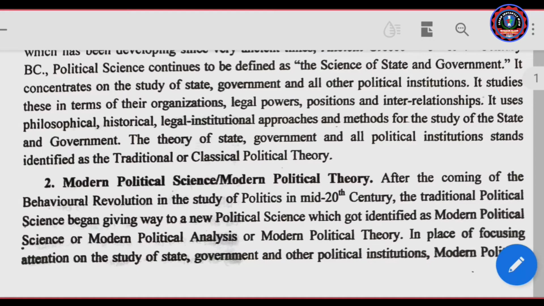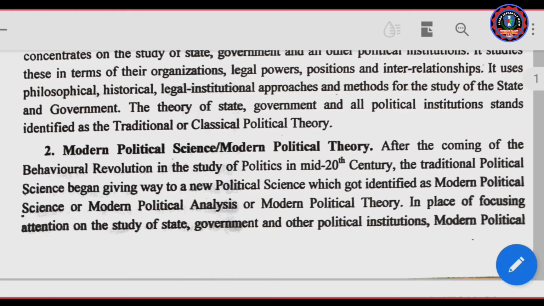Whenever we study the state, we definitely discuss the philosophical aspect and the historical aspect of the state. So the theory of state and government, just remember, what is political science? The relationship between state and government. The theory of state, government, and all political institutions stands identified as traditional or classical political theory. So during the ancient times, the study of political science was confined to the study of state, government, and political institutions. This remains confined in the traditional views of political science as described or defined by Plato and Aristotle.